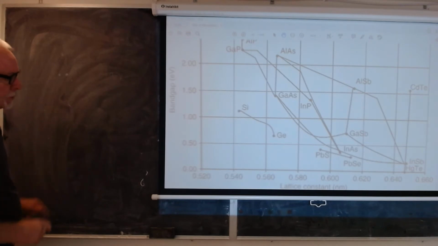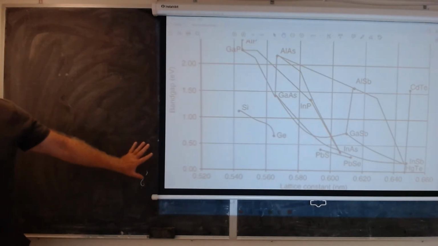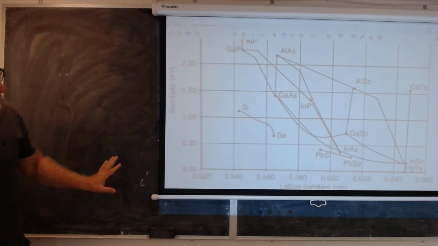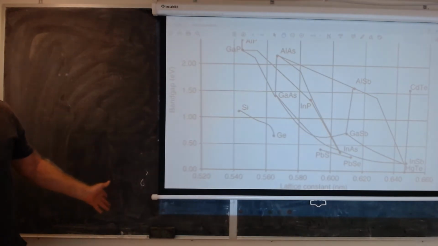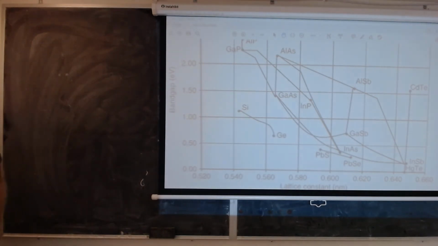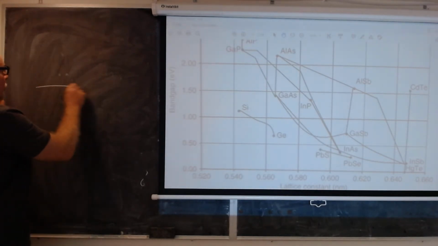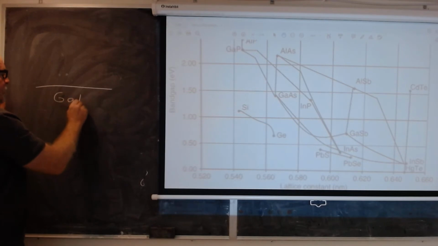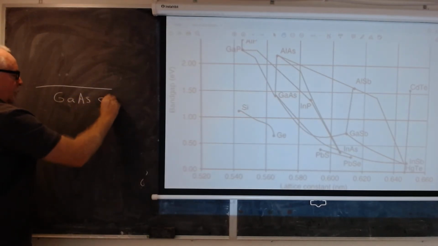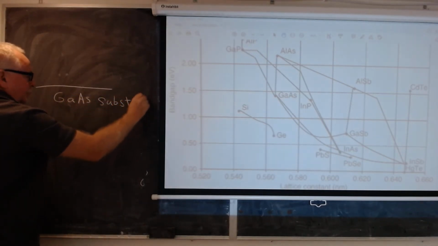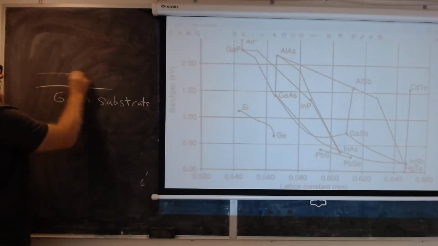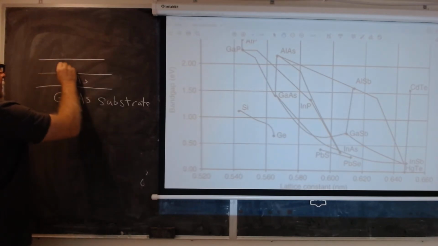And one of the things I want you to understand from this chart is that various semiconductors have a lattice constant and a band gap. The band gap determines the optical and electrical properties of the material. And so, for example, you can grow on a gallium arsenide substrate, you can grow layers of aluminum arsenide and gallium arsenide.